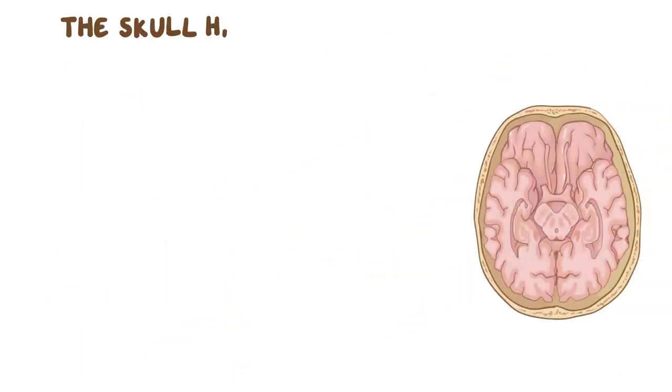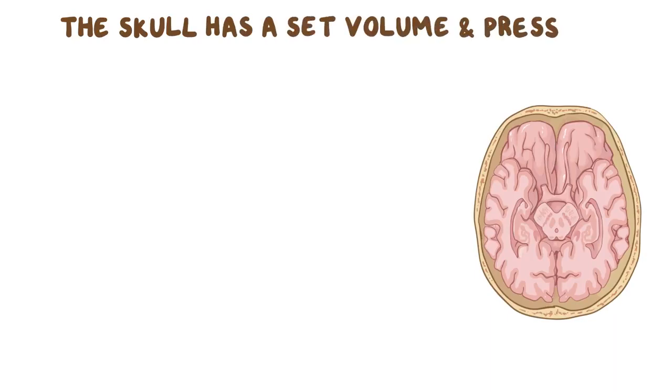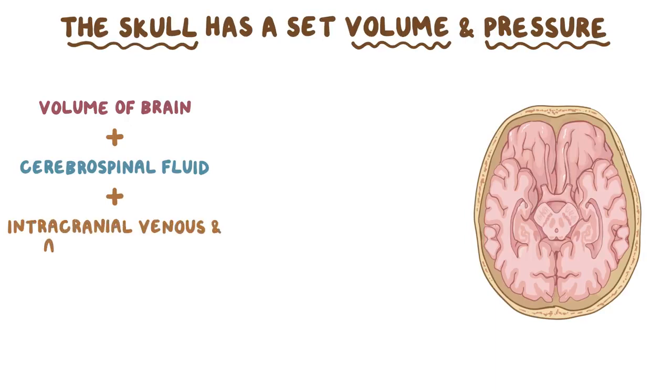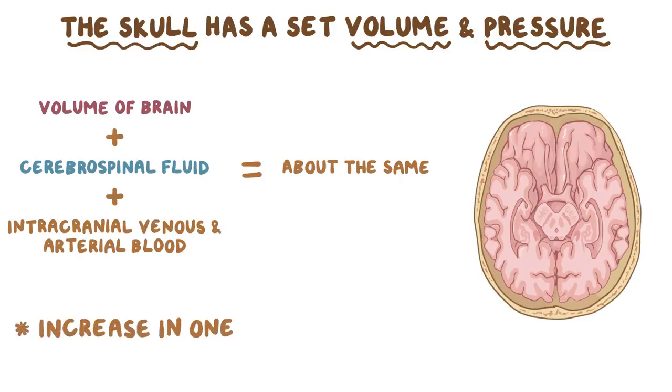The skull has a set volume, and the pressure inside of the skull is kept relatively constant. In other words, the sum of the volumes of the brain, cerebrospinal fluid, and intracranial venous and arterial blood is always about the same. So, if there's an increase in the volume of any one of these three, there's a compensatory decrease in the other two.